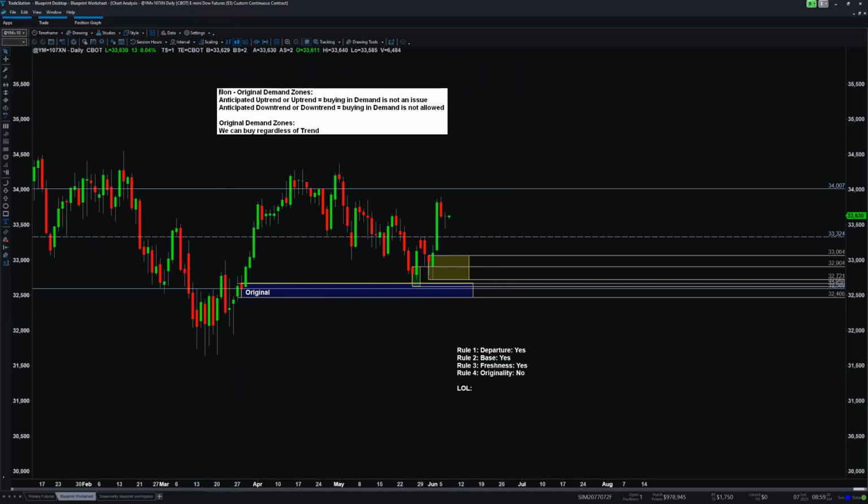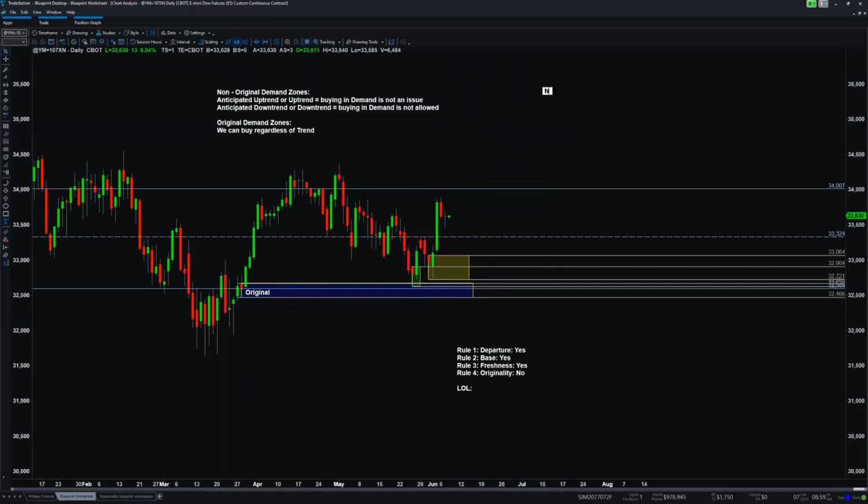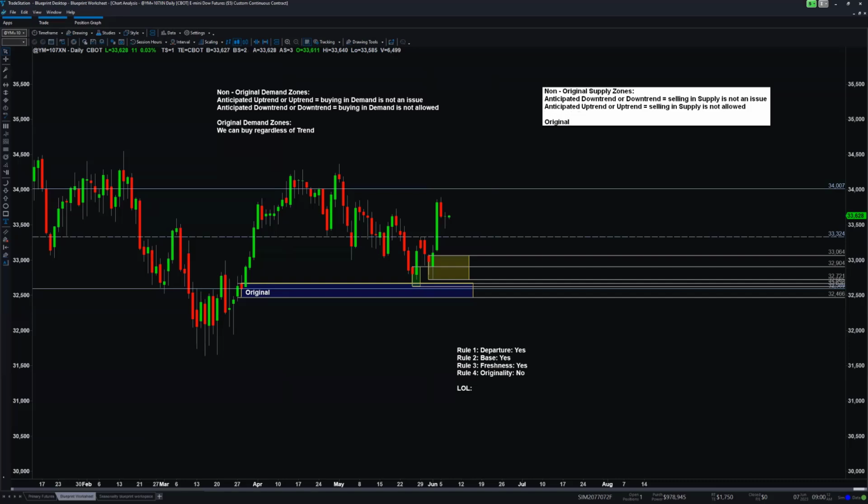So let me just also write this down. Anticipated downtrend or a downtrend, it means that selling in supply and non-original supply is not an issue. However, if there is an anticipated uptrend or an uptrend, then selling in supply is not allowed. Original supply zones, we can sell regardless of trend.